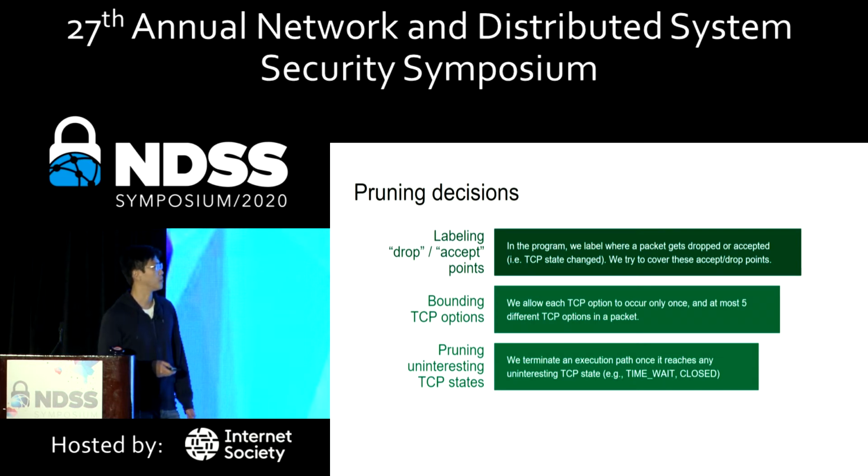Second, because the number of combinations of TCP options is huge, we bound them to allow each TCP option to occur only once, and we allow at most 5 TCP options in each packet, because it's very unlikely that a discrepancy requires more than 5 TCP options. Third, we terminate an execution path early once it reaches some uninteresting TCP states, for example, time wait or closed states. More details can be found in our paper.